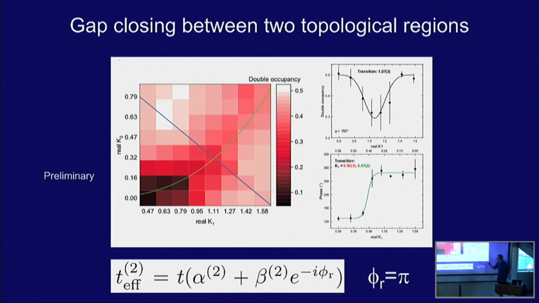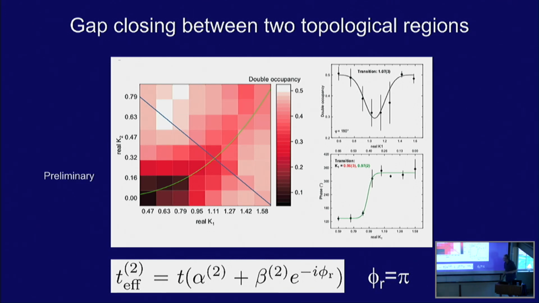So I've shown you earlier this gap closing transition, and now we can measure along this line what the relative phase is doing, and that is the green line. It maybe should have been the blue line. Anyway, there we can see that we indeed have a jump in the phase by approximately 180 degrees.